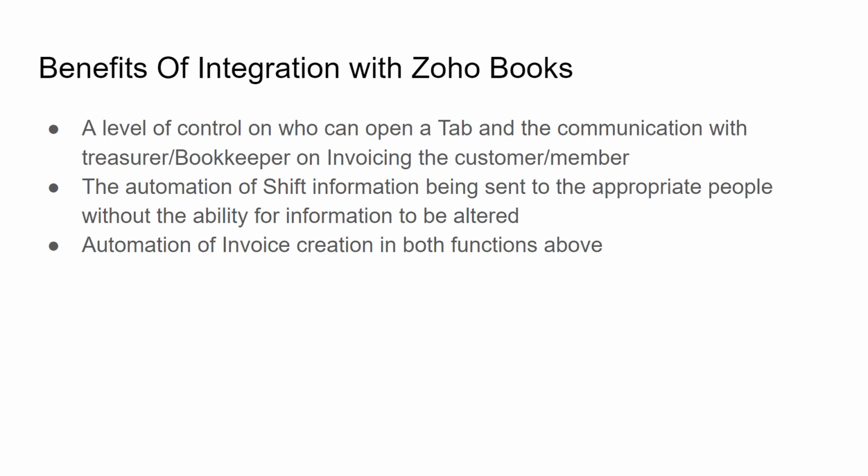The automation of shift information being sent to the appropriate people without the ability for the information to be altered. This is done immediately. And the automation of an invoice creation in Zoho Books, and both those functions above create accuracy, create timeliness, and are just a much better way to communicate, particularly in an organization that could be run by volunteers and certainly may not be located on premises. So this ability to provide this information really helps the financial side of the business.